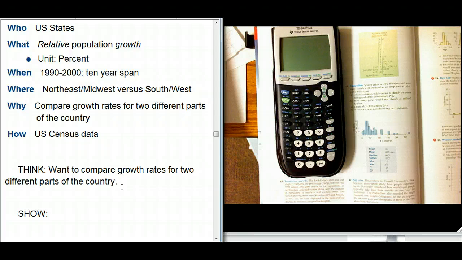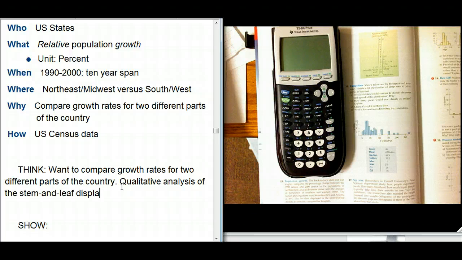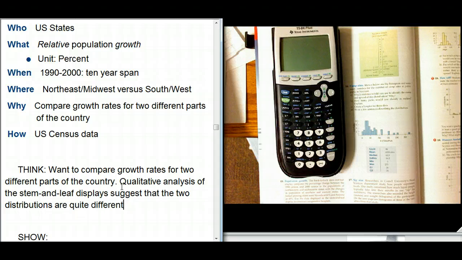Okay. And why are we going to do a box plot? We're doing something else. Maybe a qualitative analysis of the stem and leaf displays suggests that the two distributions are quite different, and maybe we want to say that more precisely.